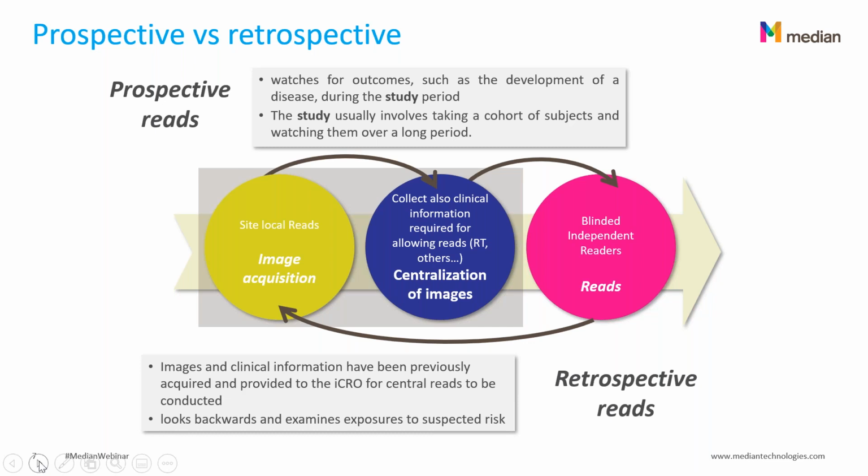The next is retrospective reads. This is when images and clinical information have been previously acquired and provided to the ICRO for central reads to be conducted. For these reads, it looks backwards and examines the exposures to suspected risk. So you would collect the image acquisition as well as the clinical information. Reads may have been completed already, and you are going back and performing rereads again as necessary.